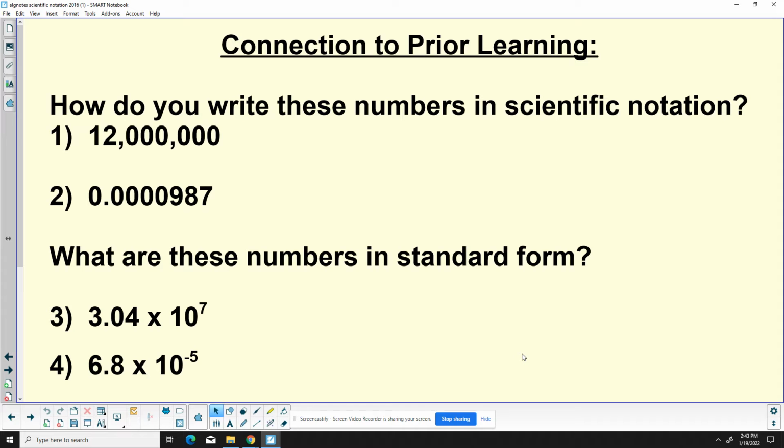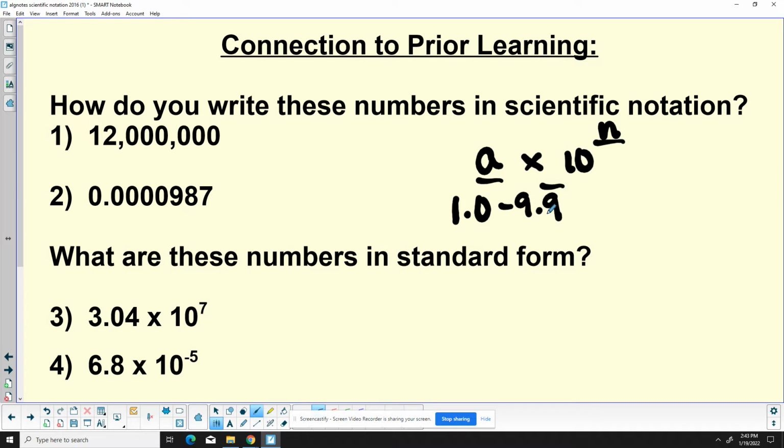So scientific notation is written as a number, we're going to call it A, times 10 to some power. We'll call the power n. A couple things: that A number, that front number, has to be in the range between 1.0 and 9.9 repeating. So there's only one digit in front of the decimal at all times, and it can't be a zero. And then the n can be a positive number or a negative number.